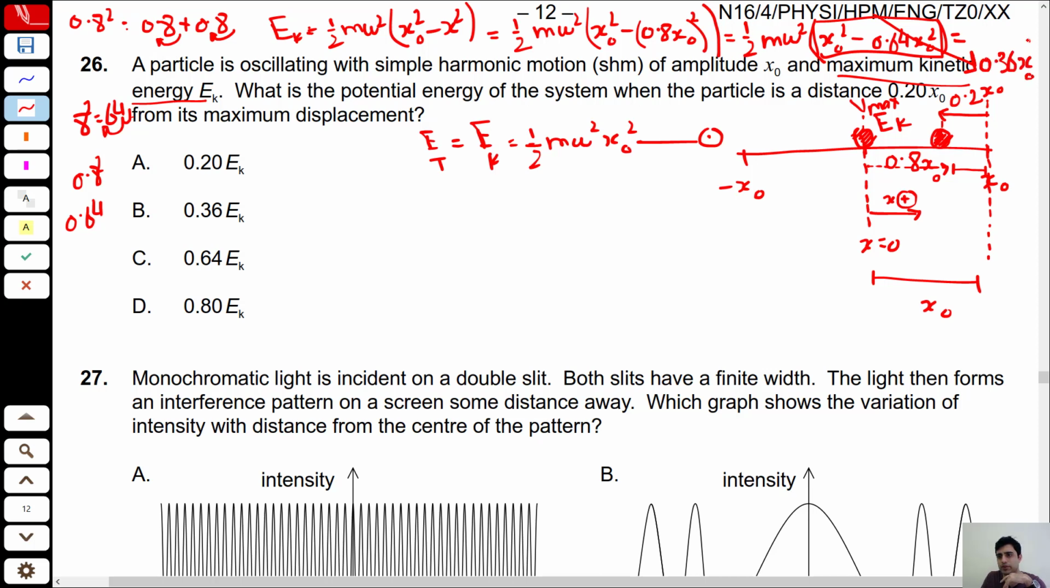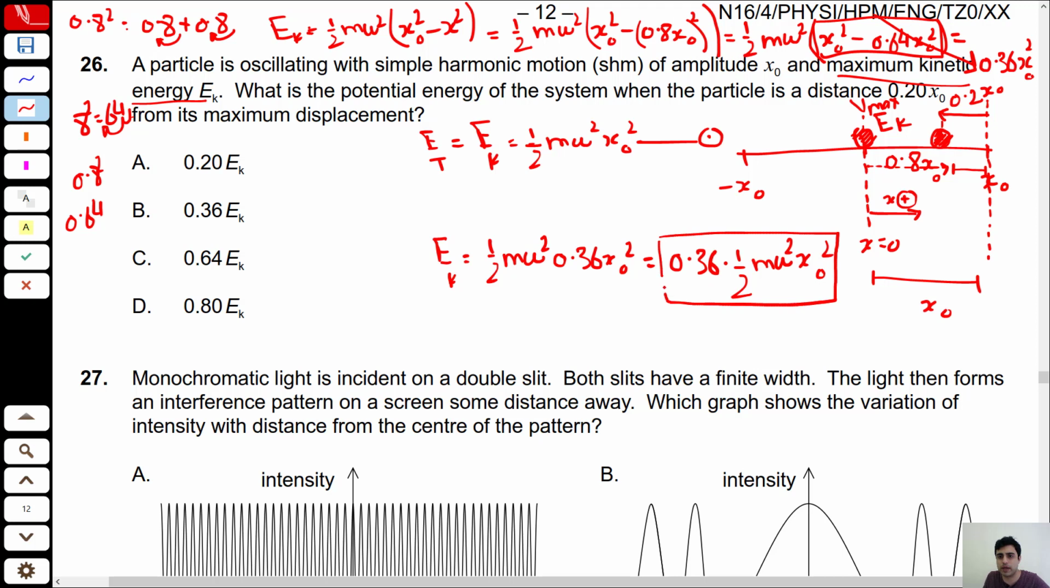Okay, let me write down the kinetic energy available at that distance. The kinetic energy available at that distance is half m omega squared, and then we have 0.36 x naught squared. Or in other words, take 0.36 out, just 0.36, and then times half m omega squared x naught squared. Okay, they are equal.